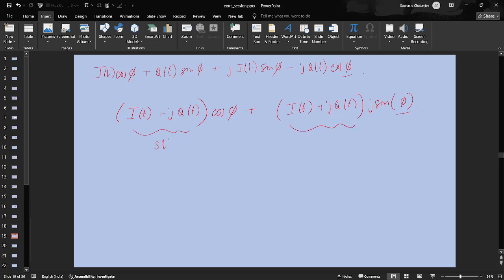This is my baseband signal st, and it should be st times cos phi plus j sin phi, essentially st times e to the power j phi, but the equation is not matching. What is going wrong here?